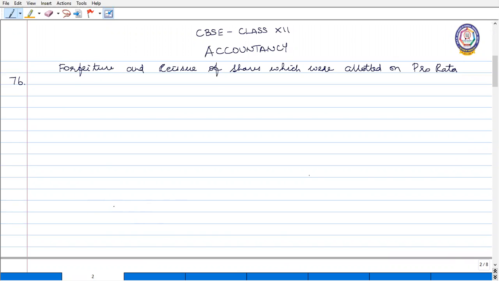Alpha Limited invited applications for issuing 75,000 equity shares of rupees 10 each. The amount was payable as follows. On application and allotment, rupees 4 per share. On first call, rupees 3 per share. On second and final call, balance amount. Applications for 1 lakh shares were received.